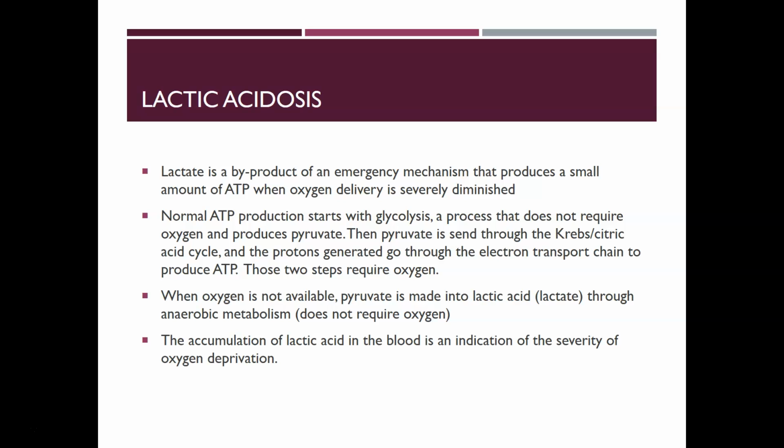Normal ATP production will start with glycolysis, a process that does not require oxygen and produces pyruvate. And then normally pyruvate is sent through the Krebs or citric acid cycle, and then the protons generated go through the electron transport chain to produce ATP. This is simplified, so go back and review the biochemistry of that. Those two steps require oxygen. So the Krebs cycle and the electron transport chain, you need oxygen for this to happen.